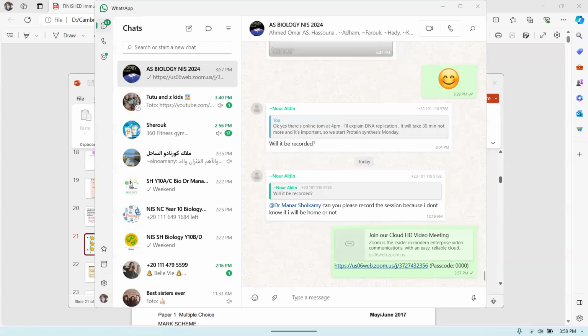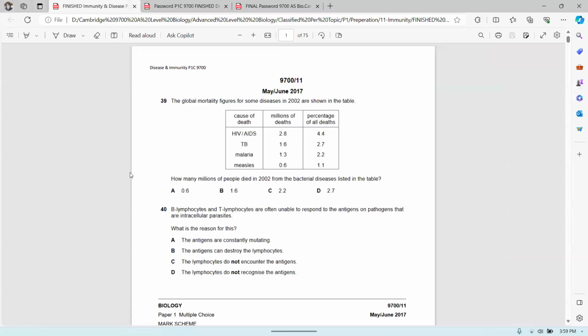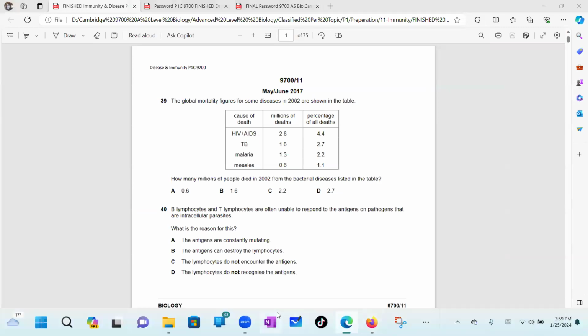I'll share my screen. Can you see my screen now? Yes. Okay, now where are we?